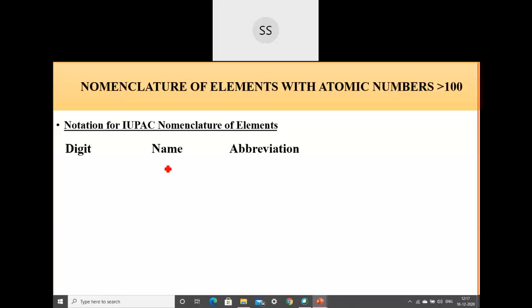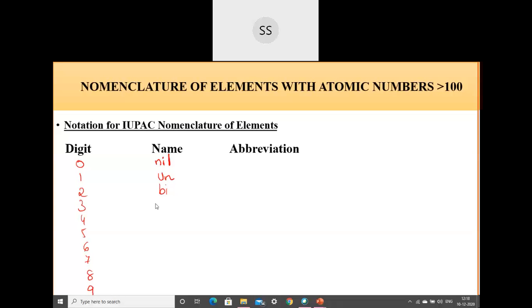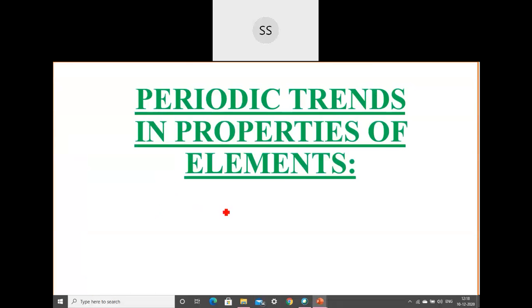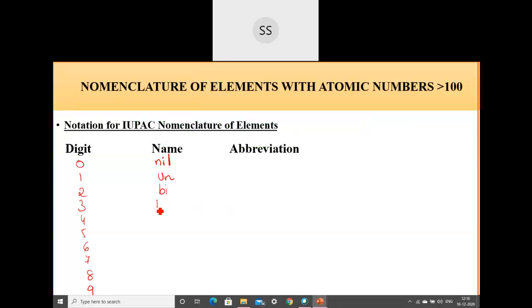And the name, since it is 0, it is called nil. Okay, 0 is nil, 1 is un, 2 is bi, 3 is tri. This you can remember because your maths prefixes are almost similar, no? So in that way you can relate and remember.